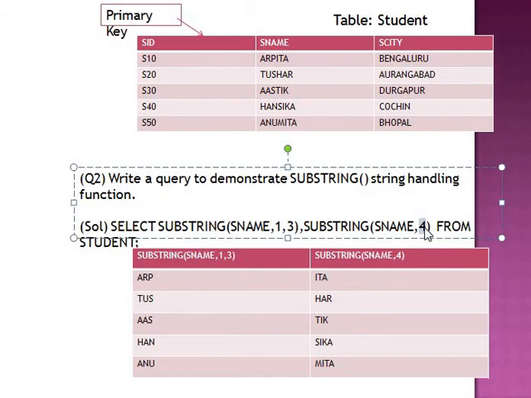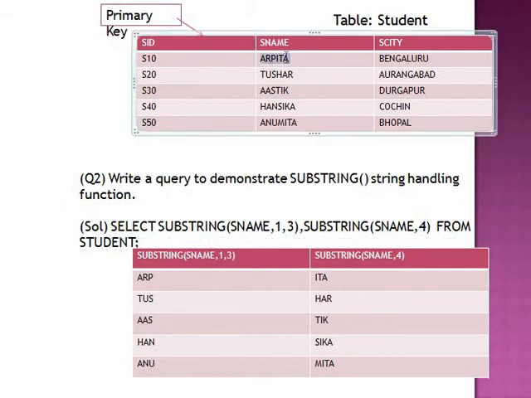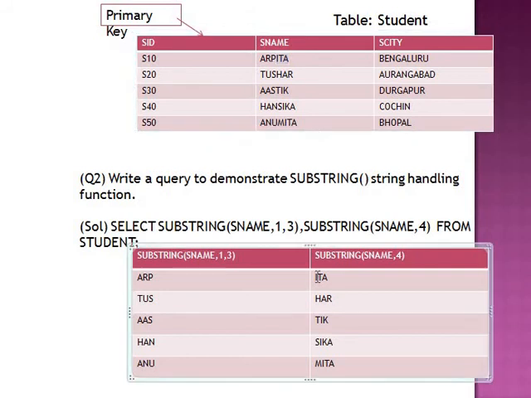Now if 4 is the starting position, then for the entry Arpita, A is the first position, R is the second position, P is the third position, and I is the letter at the 4th position. Now starting with the letter I at the 4th position, I am going to extract all the letters till the end. So I am going to extract I, T as well as A, where A is the last character, and that shows ITA as the first entry for the column substring of sname, 4.